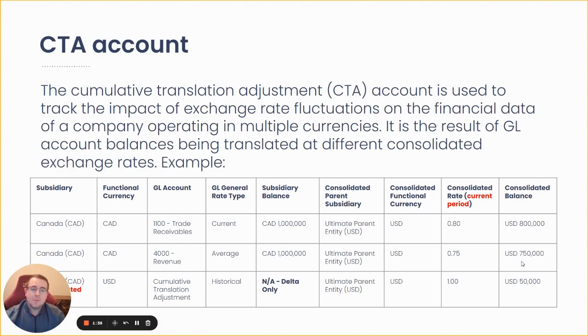So for consolidation purposes, we now have a trial balance that does not balance. We have an asset of 800,000 US and a liability or revenue in this case of 750,000 US. So our CTA balance is the delta, the missing 50,000. This account is measured at the historical rate.